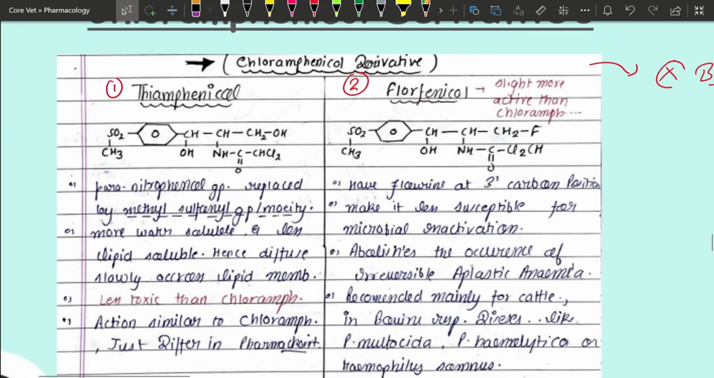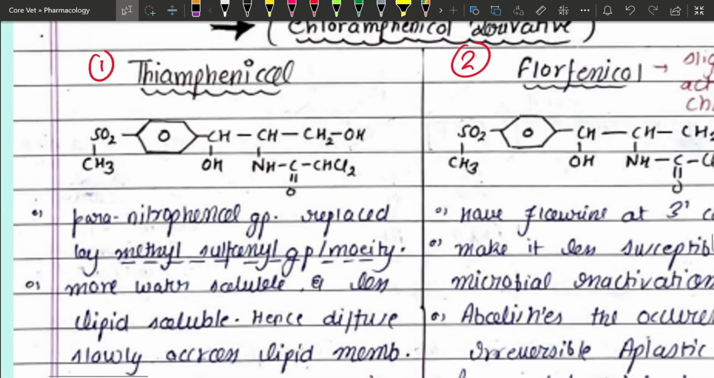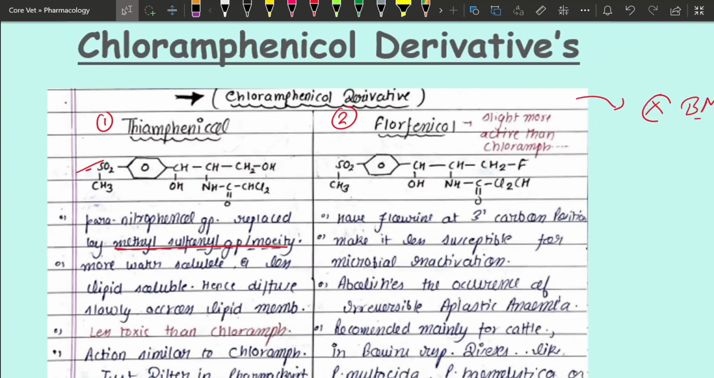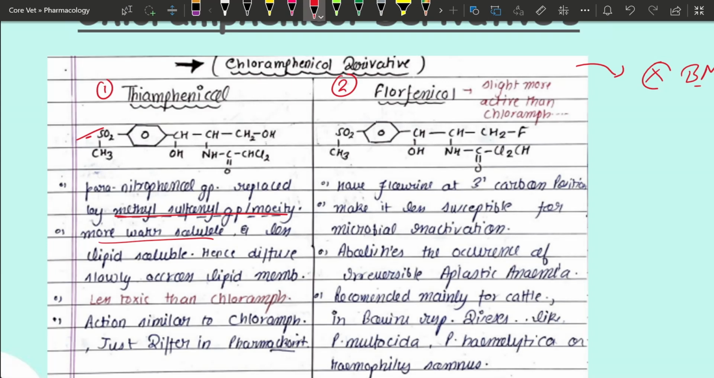If we talk about thiamphenicol, why has the name thiamphenicol come about? We all know that in the normal structure, in place of this particular group, there was NO2, right? But here, in the case of thiamphenicol, there is a methyl sulfonyl group, a methyl sulfonyl moiety at the benzene ring, right? And it is highly water soluble, less lipid soluble, hence it diffuses slowly across the lipid membrane.